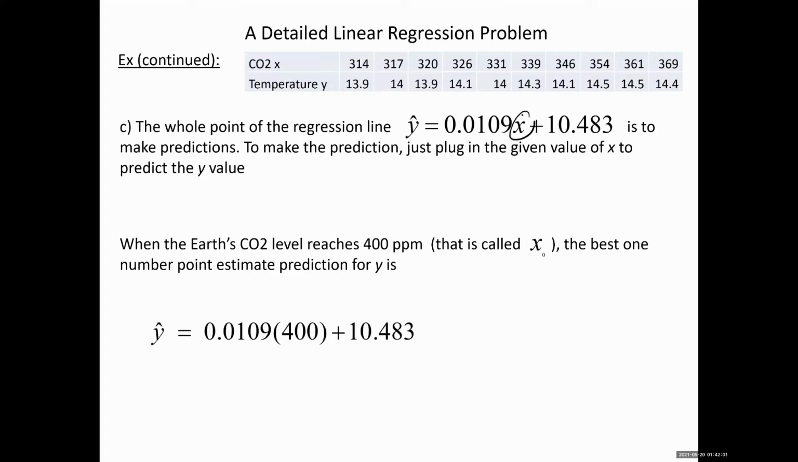So if you change the x to 400, you get that. Calculate that, and that's your guess for the average temperature of the Earth. So if the carbon dioxide level gets to 400, then I predict the temperature of the Earth is going to be 14.843. Just plug in the 400 here, calculate, and you get your prediction for y. So we call it y hat. That's your prediction for y. That's your best one number guess.